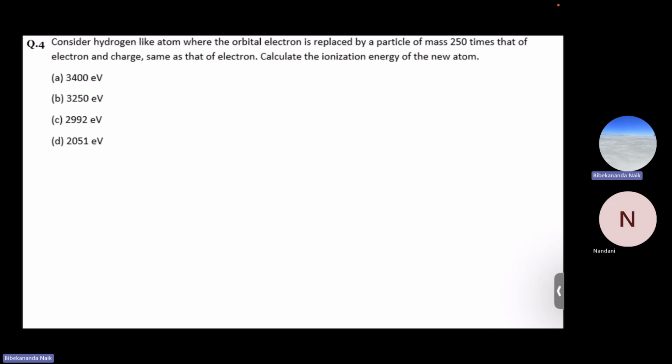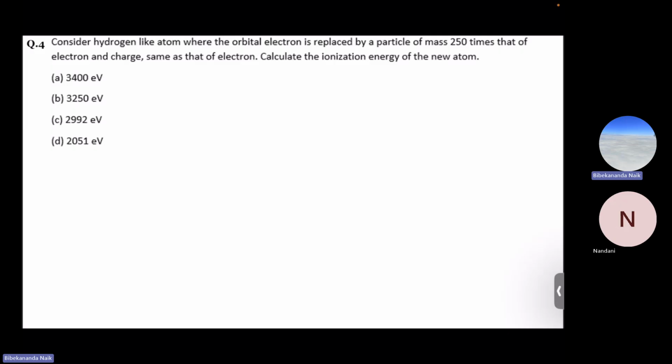Question number 4 says, consider a hydrogen-like atom where the orbital electron is replaced by a particle of mass 250 times that of the electron and charge same as that of the electron. Calculate the ionization energy of the new atom. Options are option A 3400 electron volt, option B 3250 electron volt, option C 2992 electron volt, or option D 2051 electron volt.